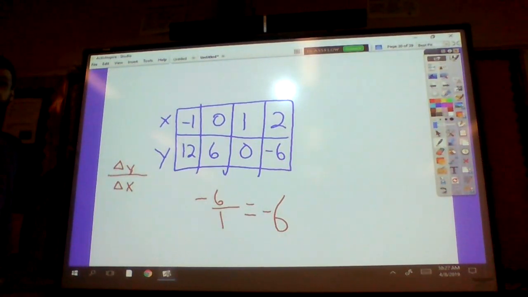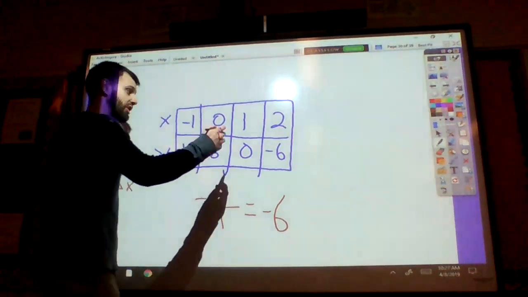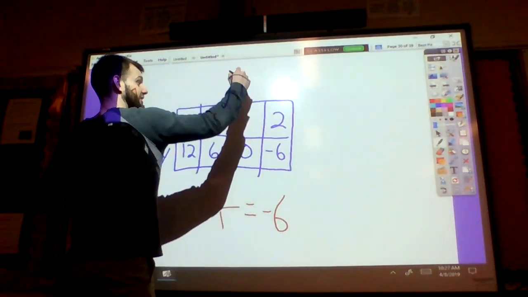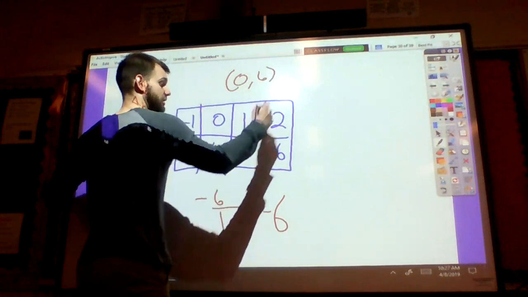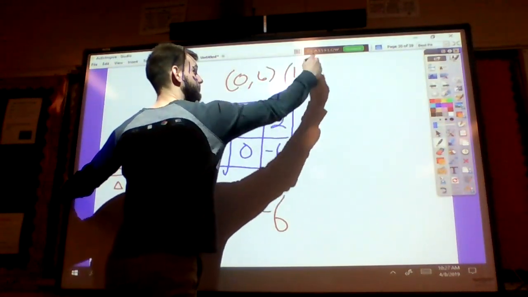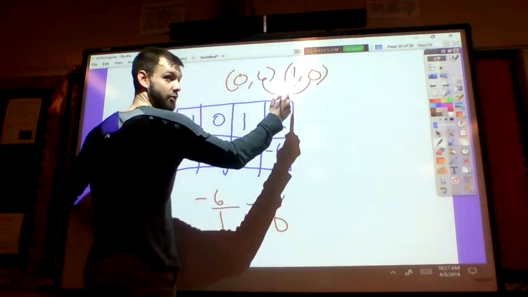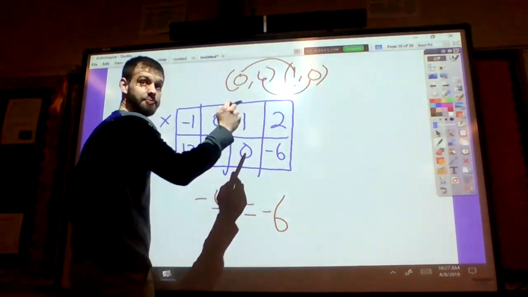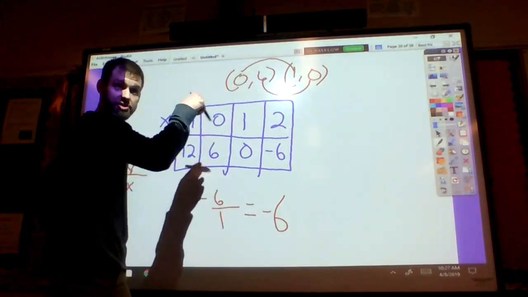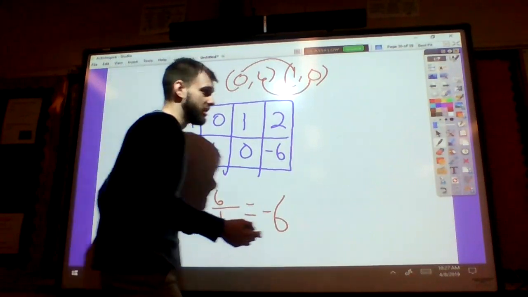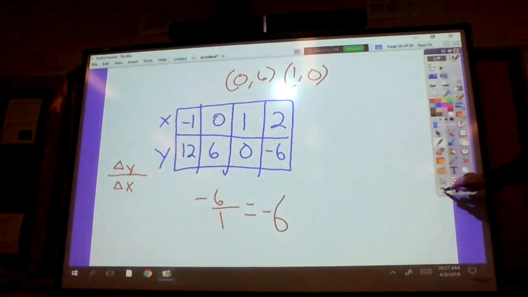All right, this would be the same if it was 2 points. If you had 2 points here, it would be like this: (0, 6), (1, 0), and you would find the change in the y and the change in the x. Okay, it's patterns in y and patterns in x. Last example.